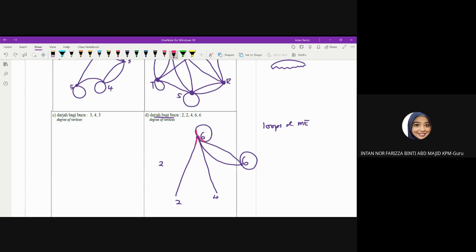So now let's check with the second 6. So far we have how many? 1, 2, 3, 4, isn't it? Okay, so we need to have another 2 more branches. Where should I draw that? Let's say 1, 2, 3, 4, let's say 5 and 6.